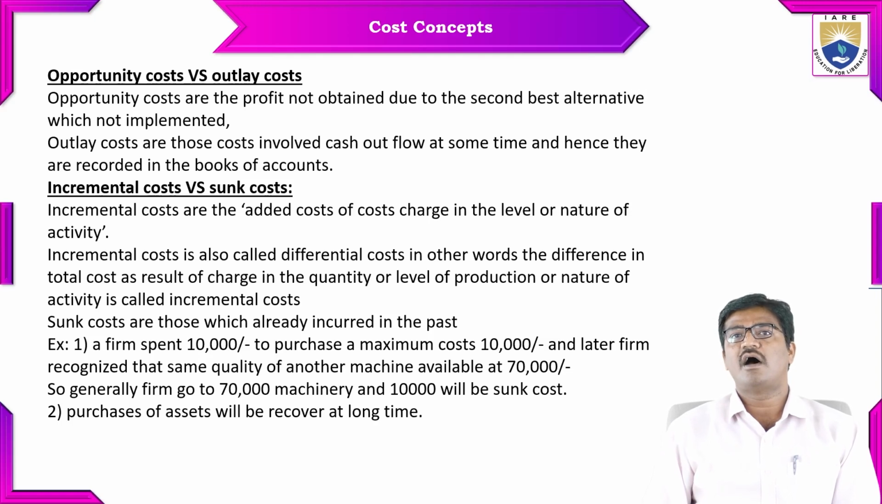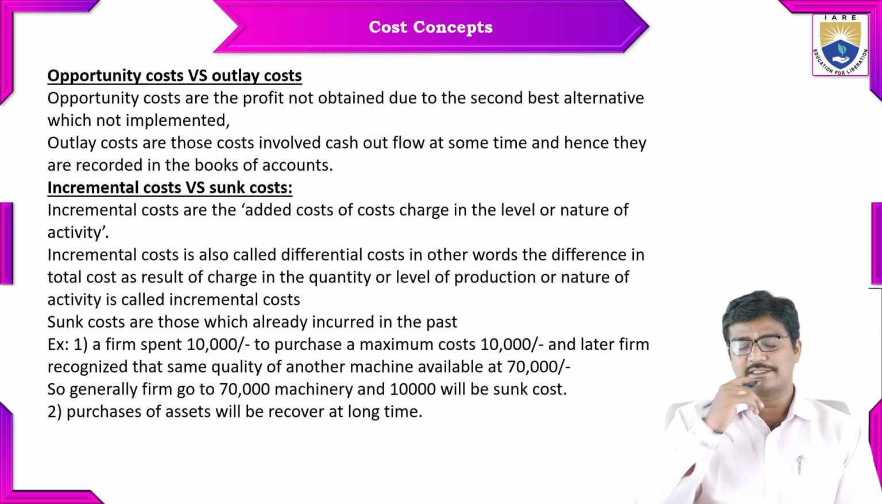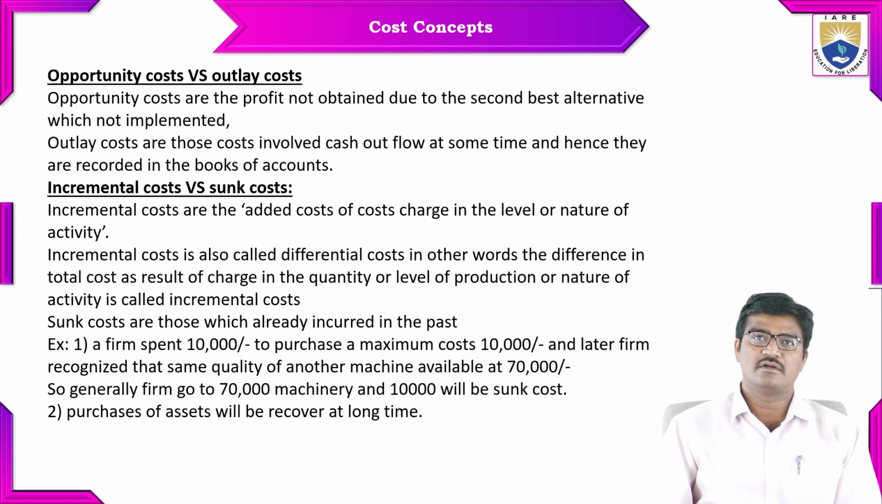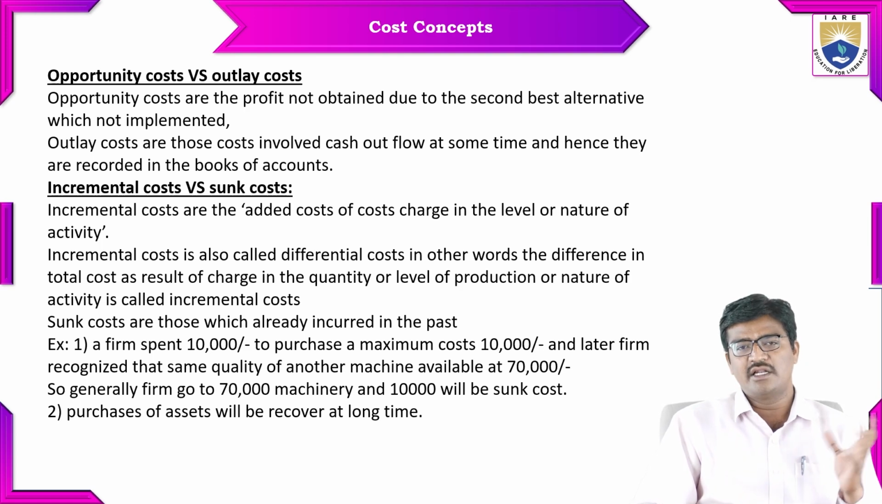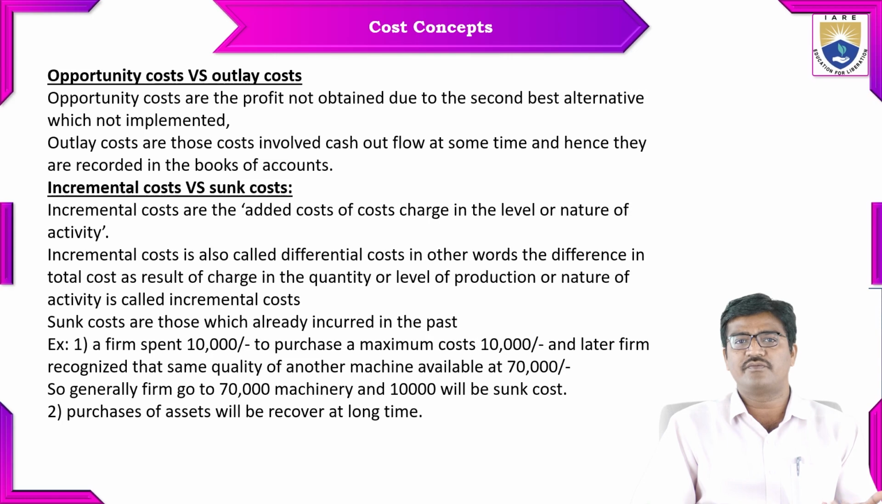And next one, opportunity cost versus outlay cost. In the first side heading itself, we have seen what the opportunity cost is. Opportunity cost is the income lost from the next best opportunity. In other words, you can say that this is the sacrificed profit by forgoing the second best opportunity.